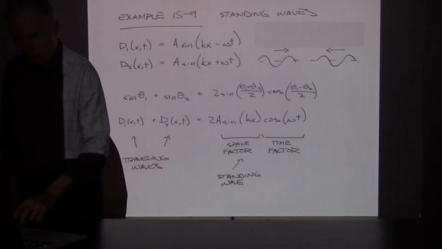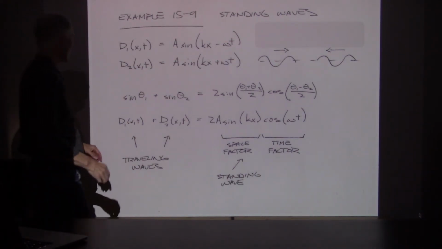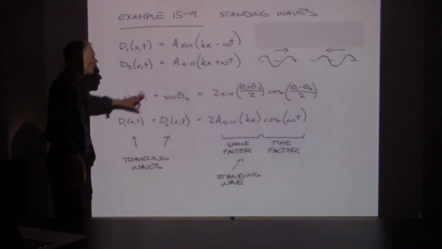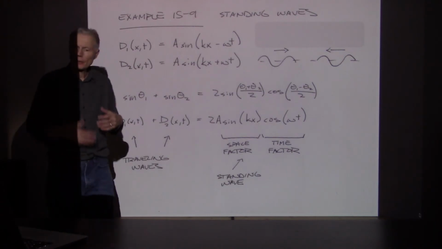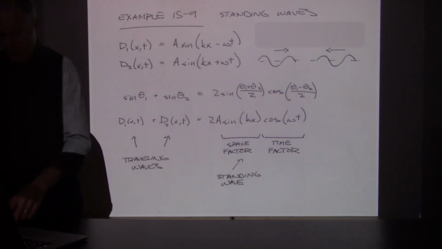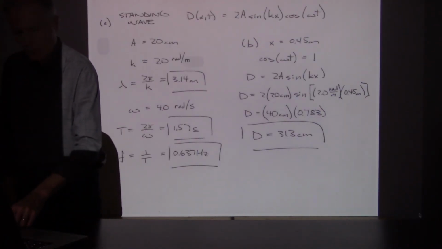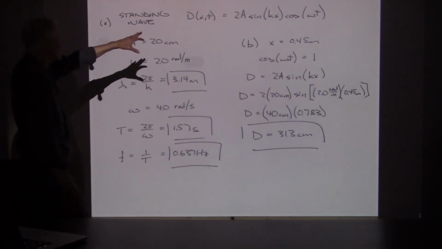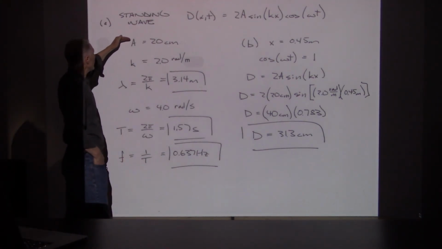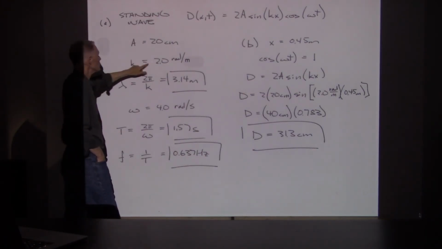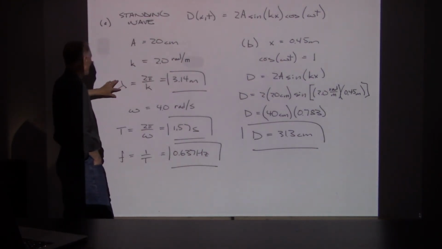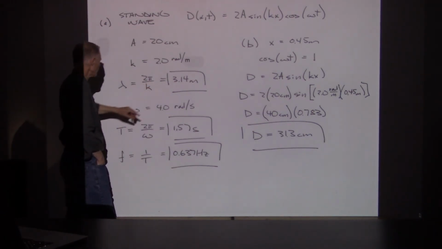So in this particular example, what we've done first of all is show mathematically how this happens. You can also do this with diagrams showing the superposition. And then taking this function, they told us the amplitude is 20 centimeters, k is 2 radians per meter, and the wavelength is 3.14 meters.